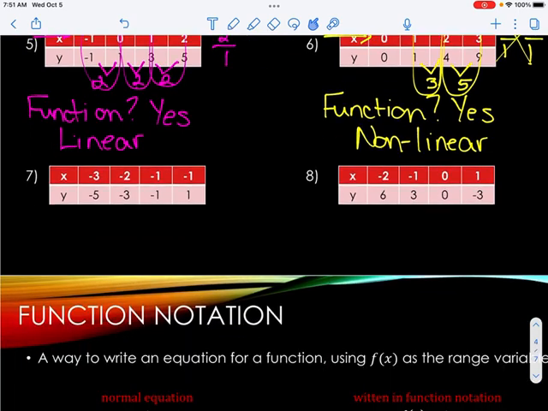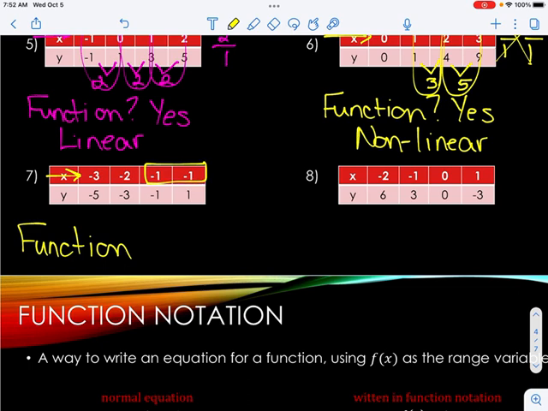All right, let's take a look at number 7. So when we start off, the first question we ask, is it a function? So I look at my x values, and as I go across, I see something that's repeating. So the question is, is it a function? No, because -1 repeats in the domain. Okay, so since -1 is repeating in the domain, that is not a function. So we don't even go any further with that.